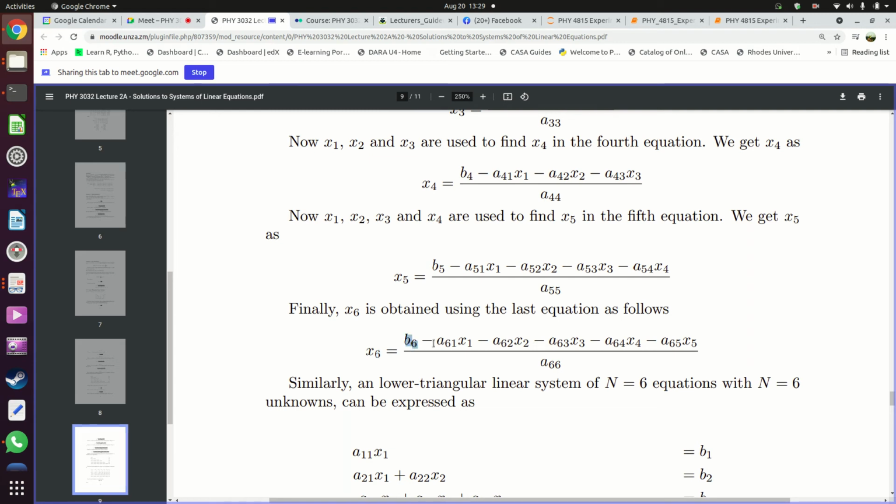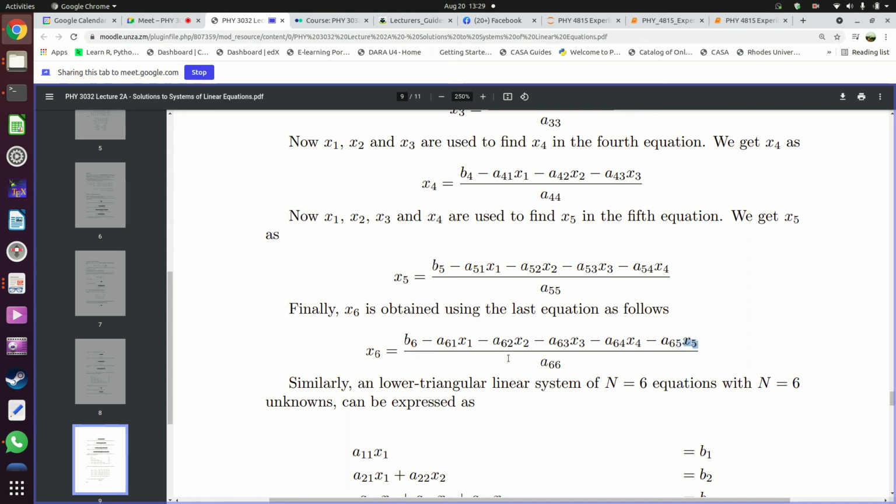So basically, all your a coefficients are going to have a 6. This one has got a 6. This one has got a 6. This one has got a 6. This one has got a 6. This one has got a 6, like that. Then you remove 1 from 6, so you end up with this 5. Then you end up with x5.